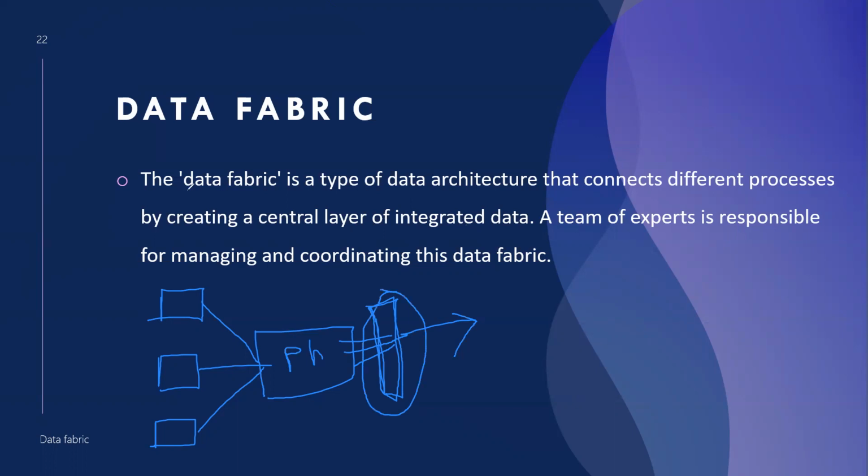If you see the definition, data fabric is a type of data architecture that connects different processes by creating a central layer of integrated data. Now it's creating a central layer out of it. A team of experts is responsible for managing and coordinating the data fabric. Obviously, there will be a data team helping with all this. Now let's take a look at the next slide and try to make it more clear.